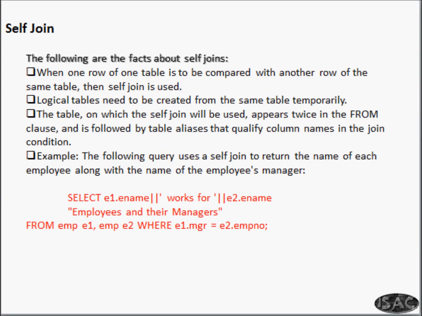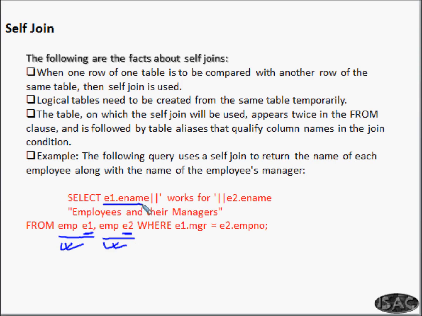The following are the facts here. When one row of one table is to be compared with another row of the same table, then it is a self join case, right? A logical table needs to be created from the same table temporarily. The table on which the self join will be used appears twice in the from clause and is followed by a table alias that qualifies column names in the join condition, right? So you can see here I'm saying EMP E1, EMP E2. Same table I'm using twice in the from clause, but I have a different alias. So this is one table getting created temporarily, which will help me to match.